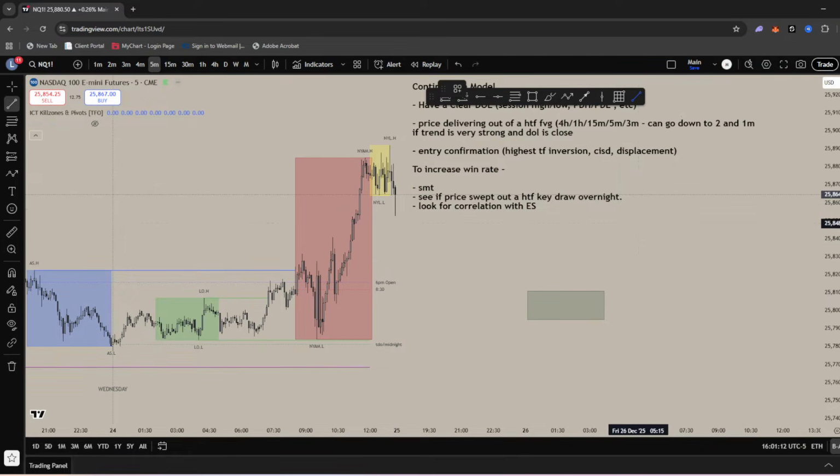Let's just say this is London high. Price is trending up. We have a clear draw on liquidity at London high. Price pulls back into this 15-minute gap. Let's just say we take this, we get a 3-minute inversion. We get a little retest in, and we take the trade up to London high.